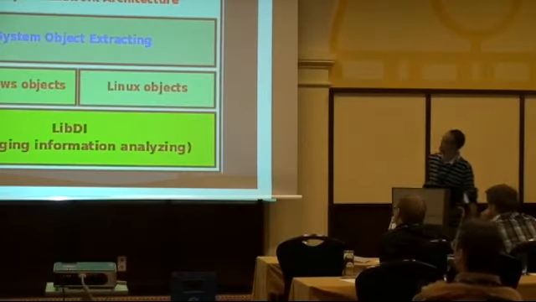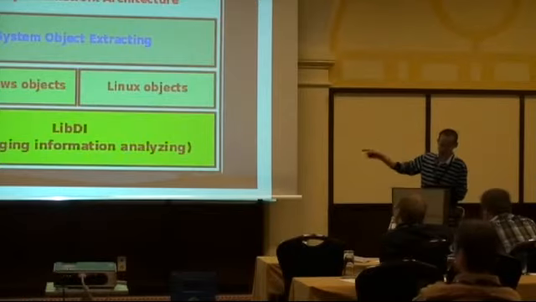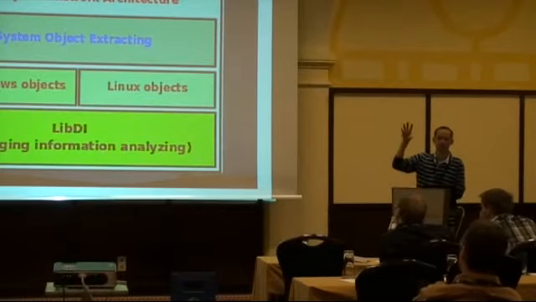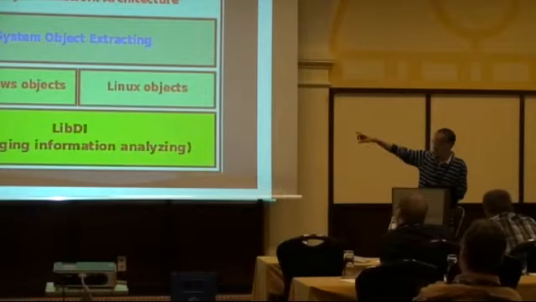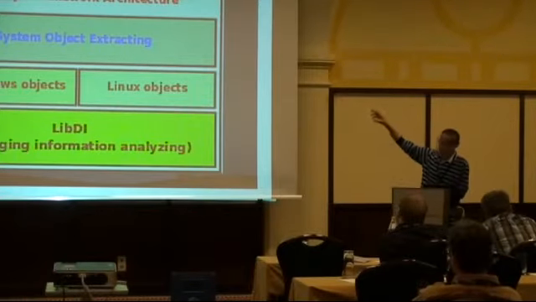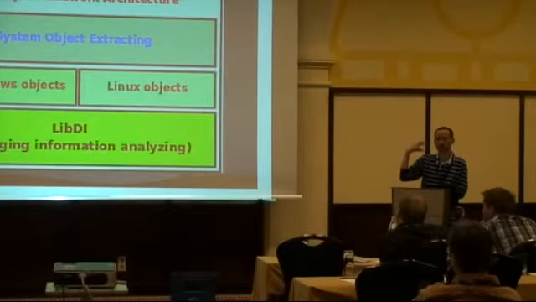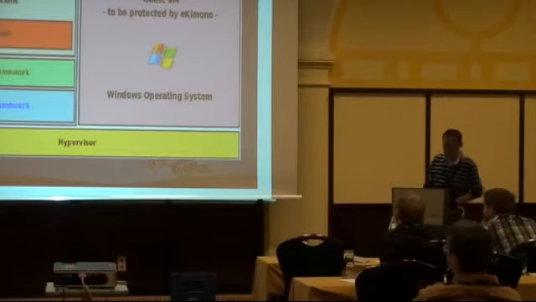So here is the architecture of the framework again. The bottom layer provides the information about every object in the system. Now we support Windows objects and Linux objects, all kinds of Windows versions. And the top layer uses the information provided by the bottom layer, and it goes to the memory and extracts out everything you want to have: kernel modules, processes, their DLL files, and so on.